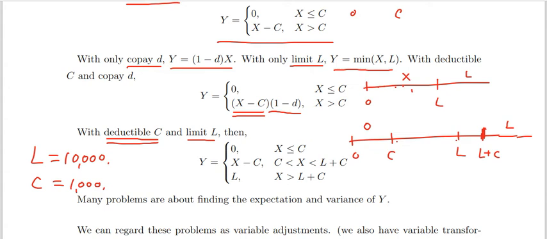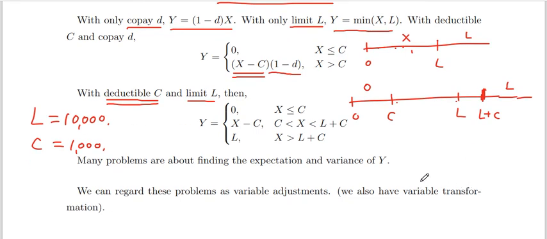So use this example to understand this payment. Suppose the loss is 10,000. You should at first pay 1,000, right? So the company will pay 9,000. Okay. If the loss is 20,000, then you pay this deductible 1,000, the company will pay 10,000, then the remaining you should pay, right?